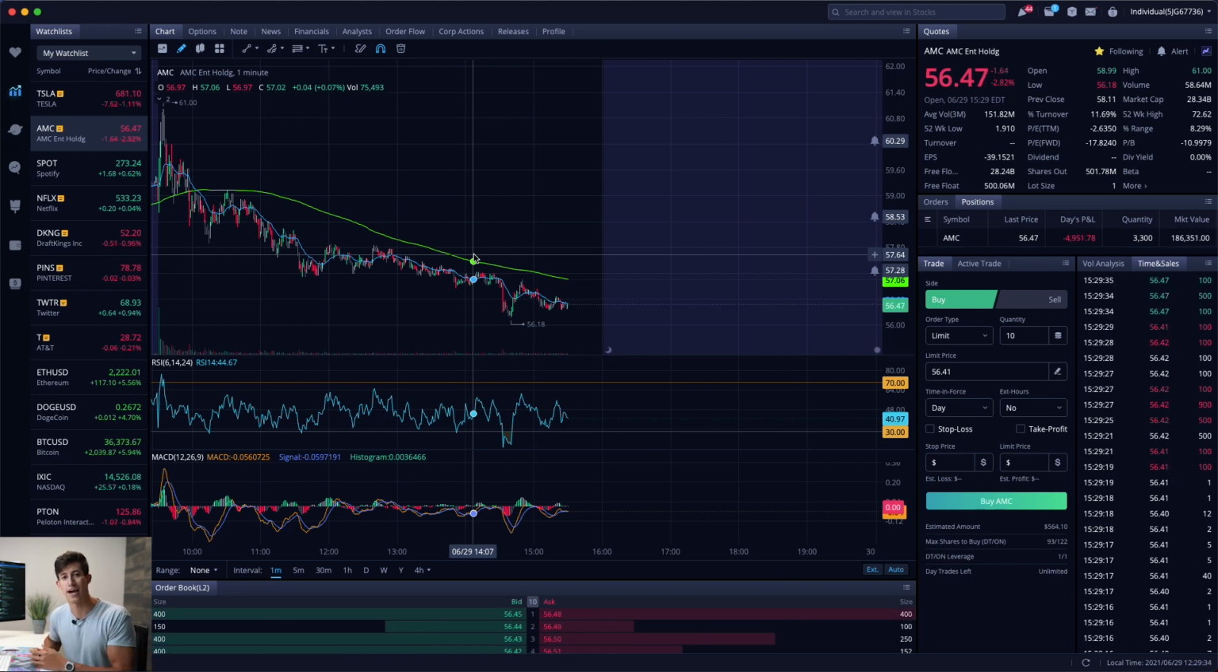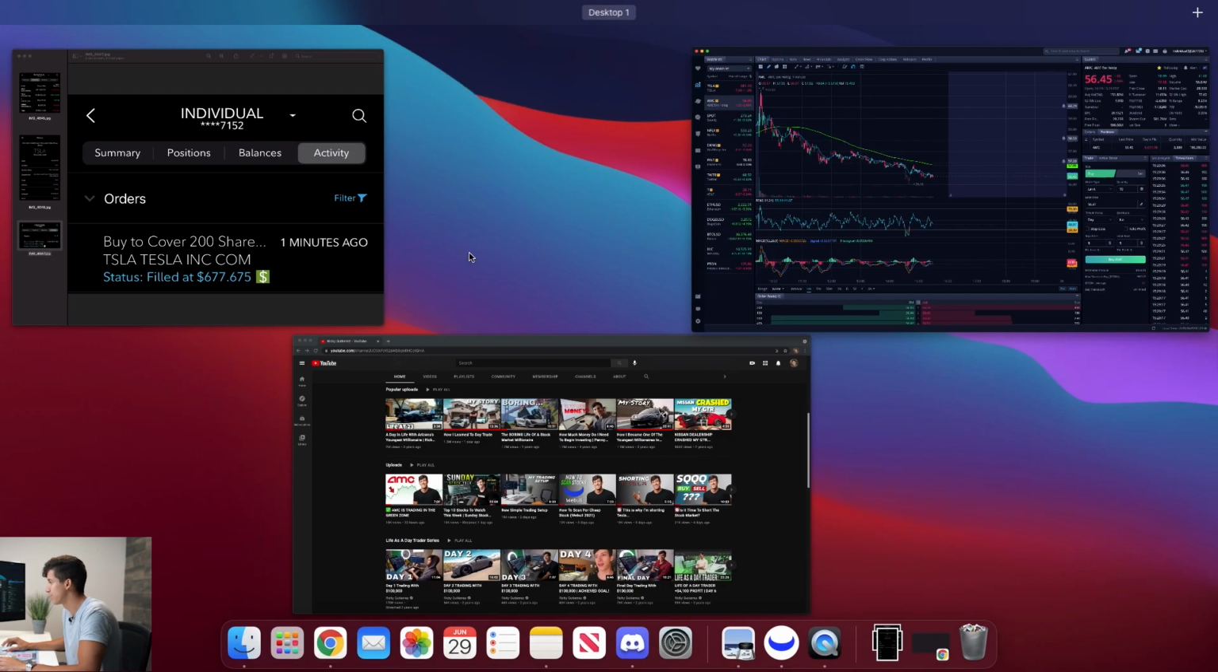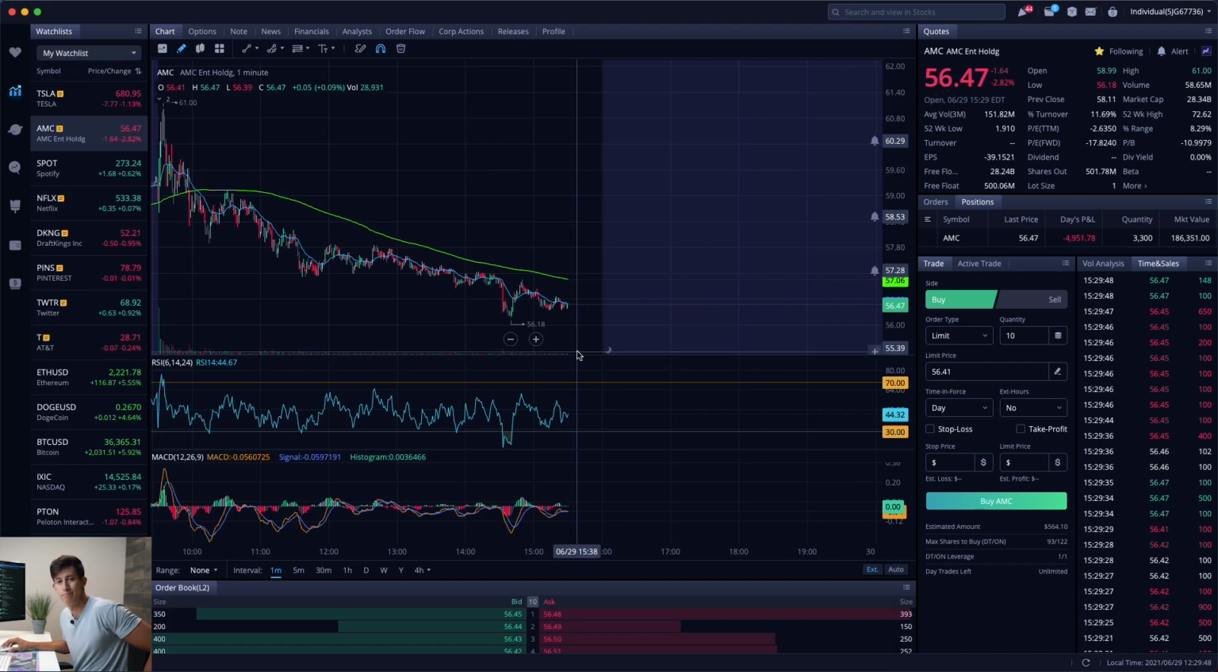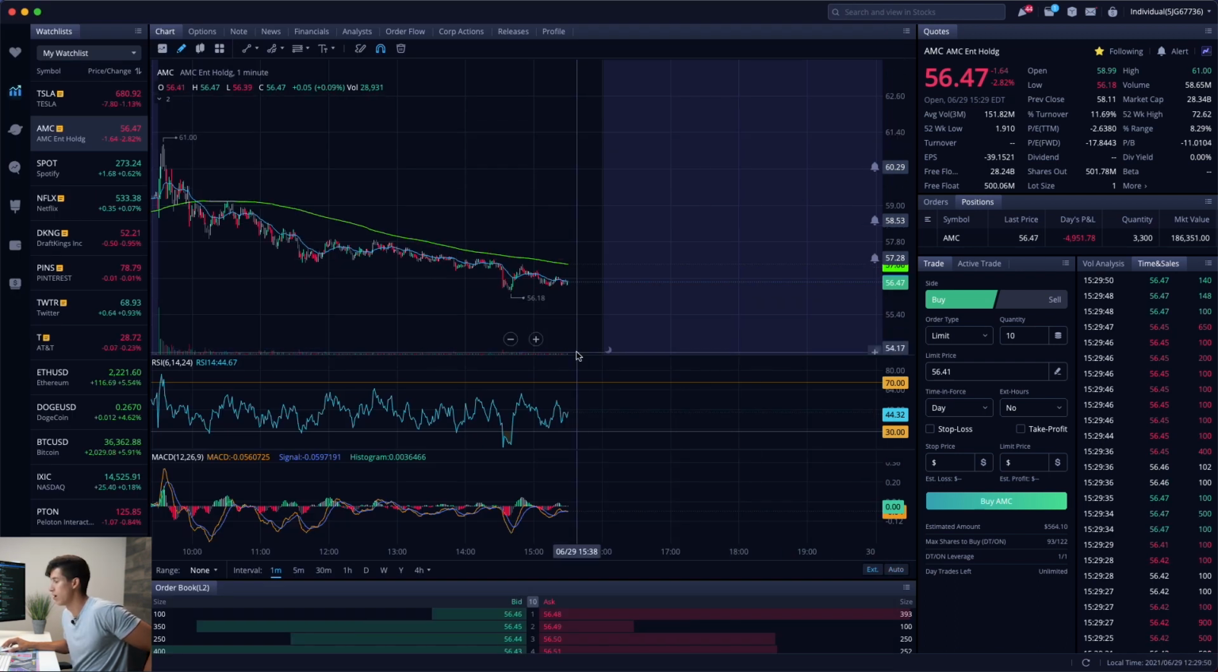So I just wanted to update you guys on my Tesla short position and how it played out today. It's pretty much a break-even day for me when it comes down to my Fidelity account. I'm actually down $272 on the day, but I made $5,000 on shorting Tesla and I had fun while doing so.